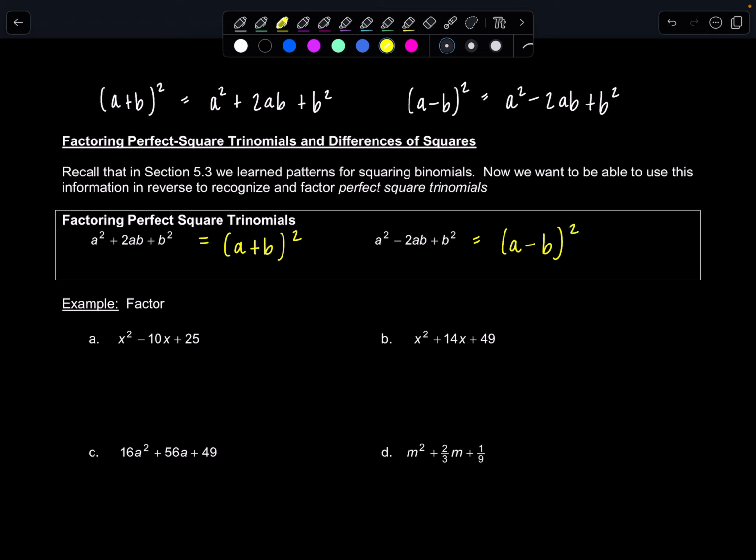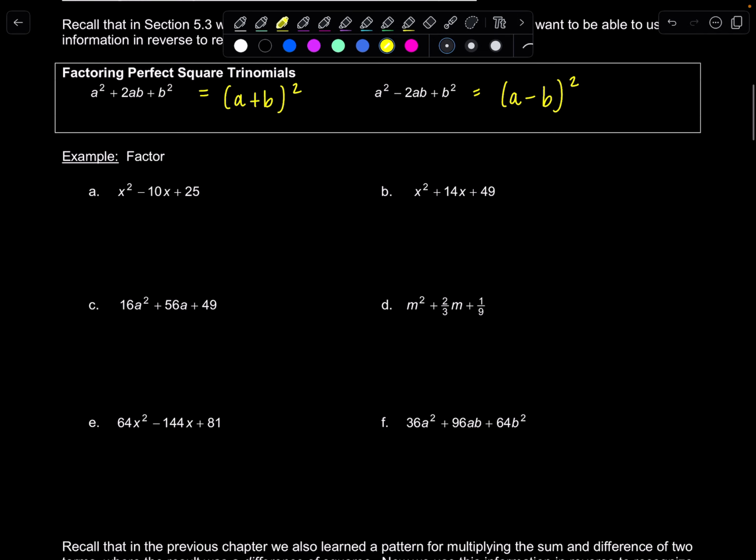Okay, let's work through some examples and I'll talk you through the thought process. Factor the following. I know already they're all perfect square trinomials, so the pattern's going to apply. If we have x squared minus 10x plus 25, that fits this pattern. You put the square root of the first term first in the parentheses, the square root of the last term second, and then the sign of the middle term is what goes between them.